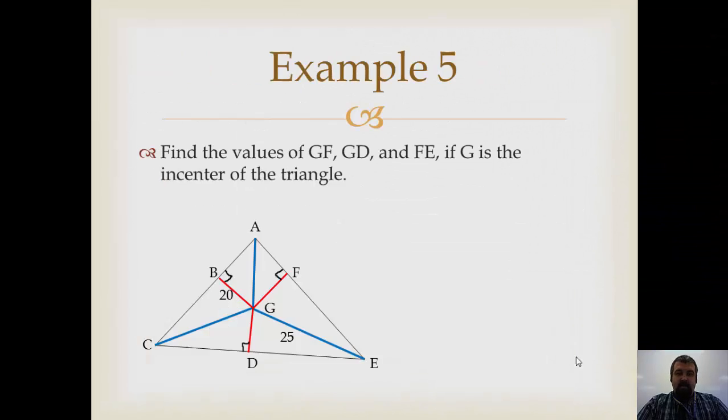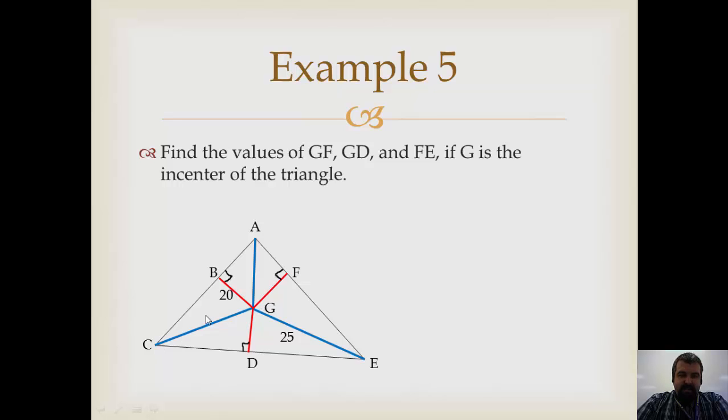Alright, so at this point, let's apply what an incenter can do for us. If I look at this problem, it says find the values of length of segment GF, so from G to F here, length of segment GD from G to D, and length of segment FE from F to E, if G is the incenter of the triangle. If G is the incenter, then that tells me that this blue segment right here has to be an angle bisector of angle FED. So this angle here and this angle here have to be the same.